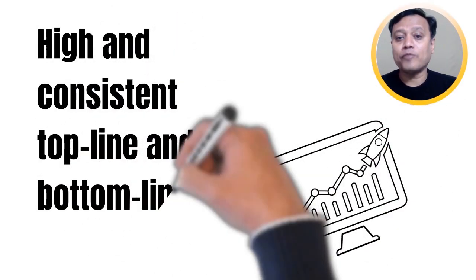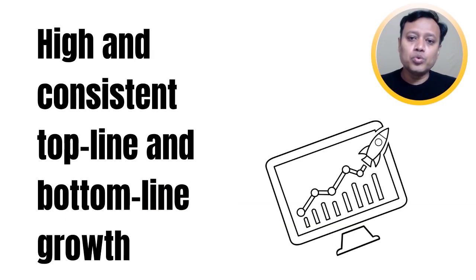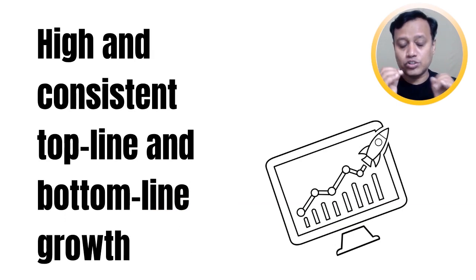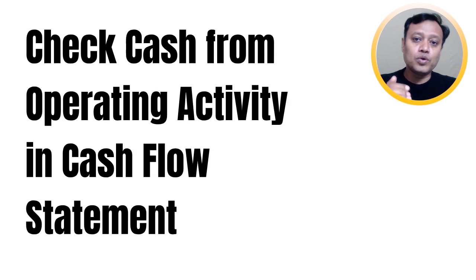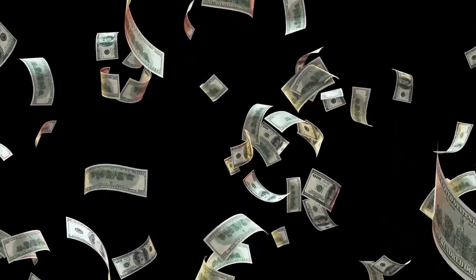Look at their top line and bottom line growth. Also, you need to look at whether the revenue generated from the business is converting into cash or not. So if you look at their cash flow statement, in the cash from operating activity, if you see consistent growth, that means the business is growing in cash.